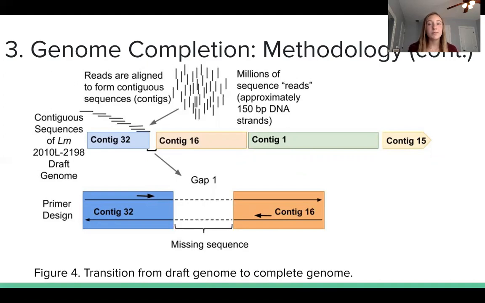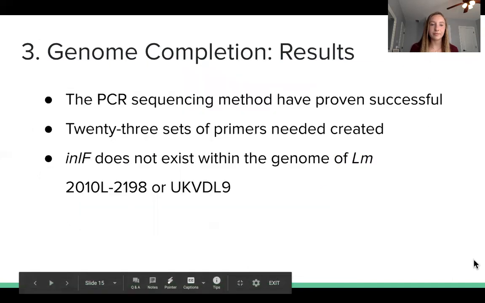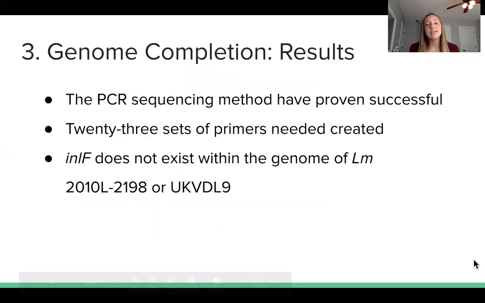I used a similar PCR design that I did for the INLF detection project, and I was able to design primers that amplified the regions containing the gaps. For the genome completion results, the PCR sequencing method has proven successful. I've been able to amplify a lot of the gaps and get those sequenced and added to the genome.